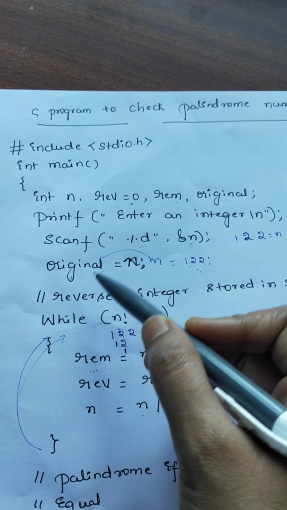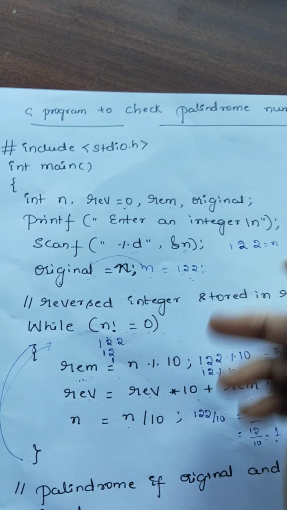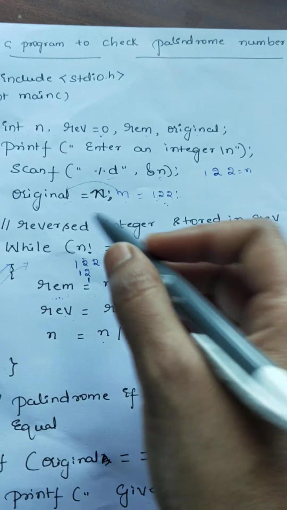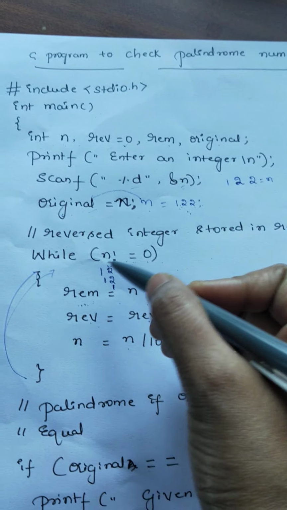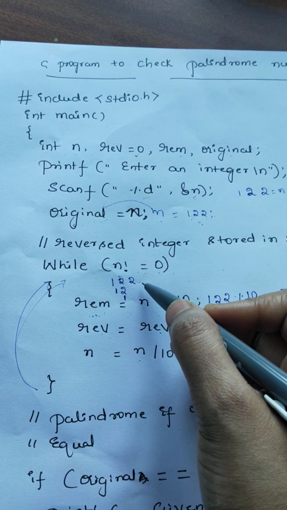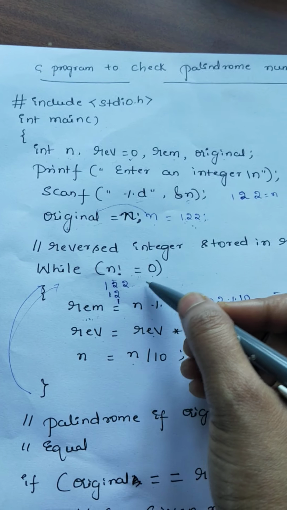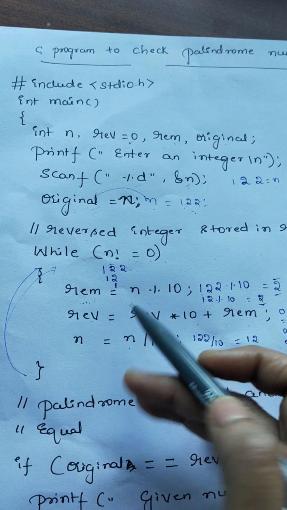Now original is equal to n. original is a variable and we assign the value n to original. What's the n value? It is 122. And next, while n not equal to 0. So what is our n value? n value is 122. Is 122 equal to 0? No, it is not equal to 0. That's why the condition becomes true. Then it will enter into the while loop.